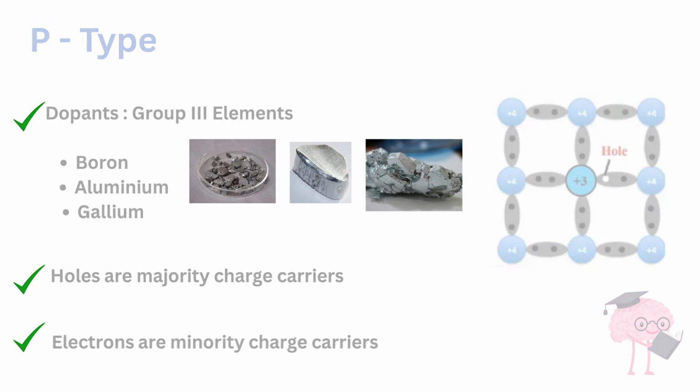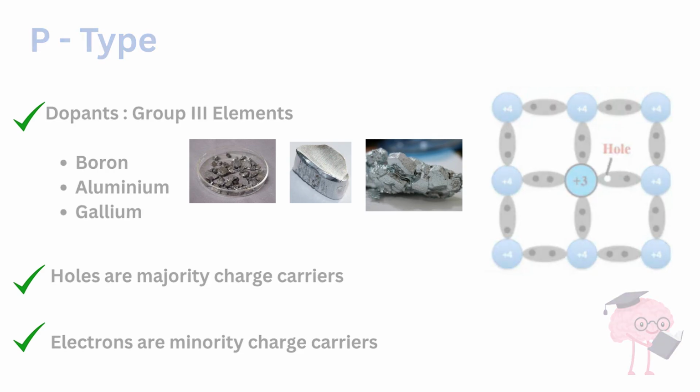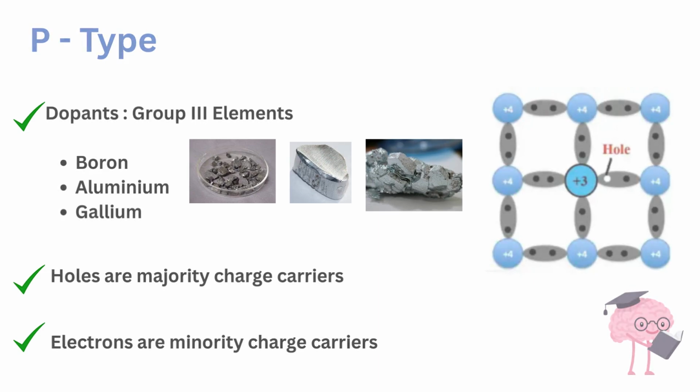P-type semiconductors are created by doping an intrinsic semiconductor material with group 3 elements like boron, aluminum, or gallium. These impurities have one less valence electron than the semiconductor material, resulting in holes. In a p-type semiconductor, the holes become the majority charge carriers, responsible for the flow of electric current.